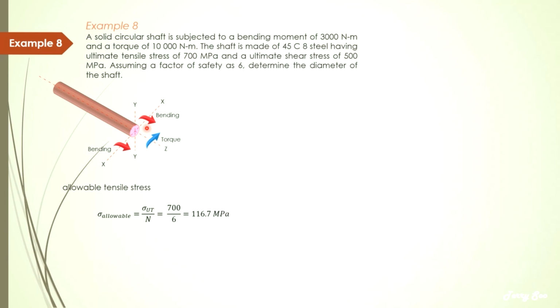So this would be the shaft subjected to bending. For allowable bending stress, you have to take the ultimate tensile stress 700 divided by 6, which is the factor of safety. So this would be the allowable value, the value that is allowed to use for the design. You cannot use ultimate, remember. For shear stress, the same thing, divided by the factor of safety: 500 divided by 6, so you have 83.3.